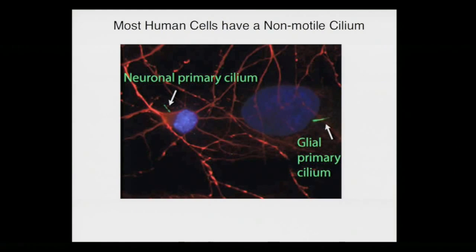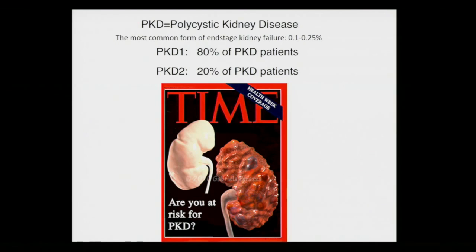Now, the view of these structures began to change dramatically in the 90s when human geneticists began to work on an inherited disease called polycystic kidney disease. It's a very common form of end-stage kidney failure. It's pretty common. It affects about 0.1 to 0.25% of the population.